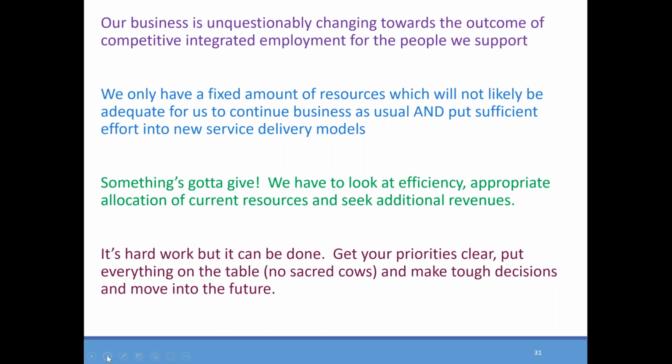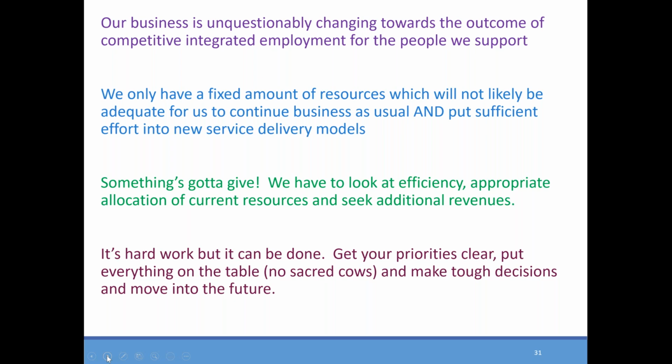So we really have to look at the amount of resources we have, look at the future of our agency, and figure out how we're going to make that transition and how we're going to use the current resources differently in the future. Because something has to give, and even if you think you're that bloodless stone, you have to figure out how to become more efficient and identify some additional resources as well. You want to use your current resources well, and you want to seek additional resources. All of this is hard work, but it can be done.